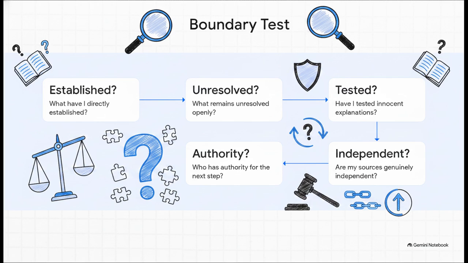Listen, listing your missing information out in the open is a strength. It's not a weakness. Number 3, have I tested the strongest innocent explanation? You have to ask yourself what a highly competent opposing reviewer would say about your findings. Number 4, are my sources genuinely independent? And number 5, who has the authority to take the next step? Because remember, your role is to preserve evidence and document the discrepancy. It is not to automatically declare someone guilty.